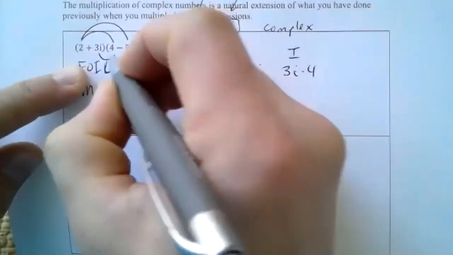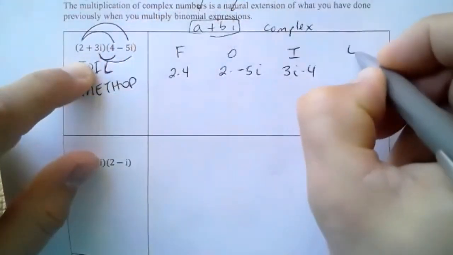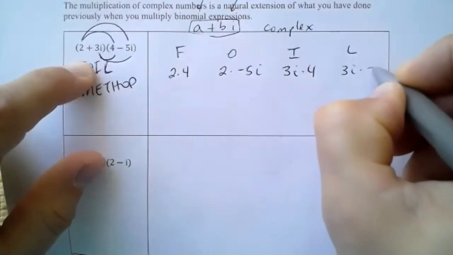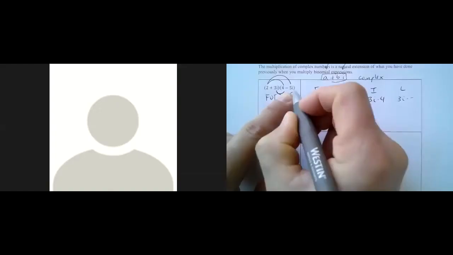Okay, so the last terms are going to be, everybody get this, 3i times negative 5i. Now remember, minus signs are sticky, okay? They stick with that number, okay? So if you see a minus sign in front of a number, you might as well go ahead and consider that a negative, okay?